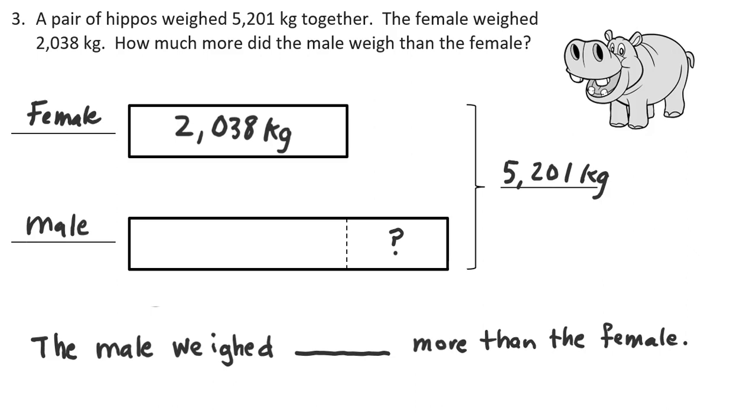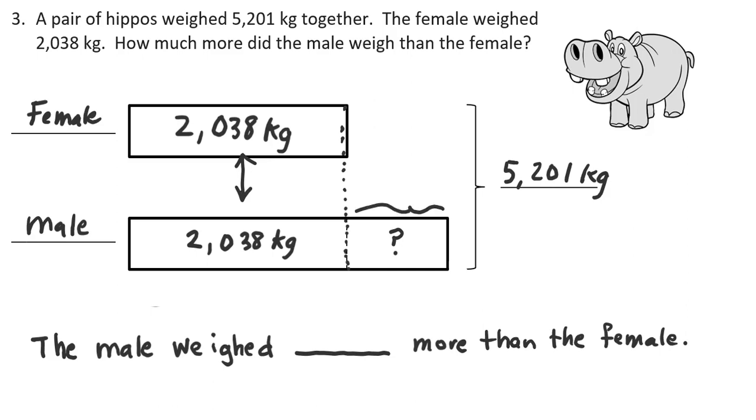So now we need to figure out this part of the tape first. It's the same size as the tape diagram for the female, so that portion has to equal the same as the female. So this part is 2,038 kilograms as well. So in order to figure out this missing piece, I'm going to add the two parts of the tape diagrams that I know, that will give me this missing piece.